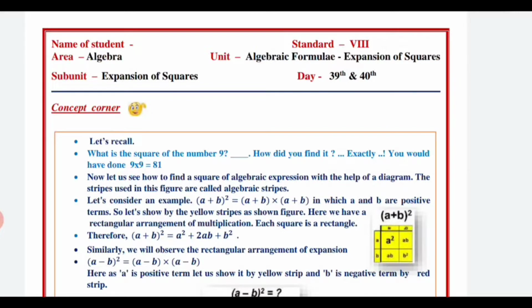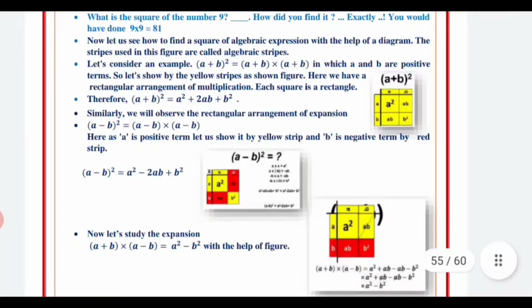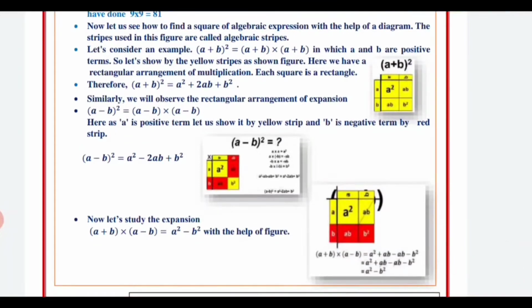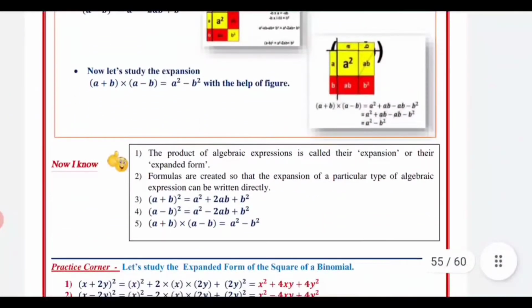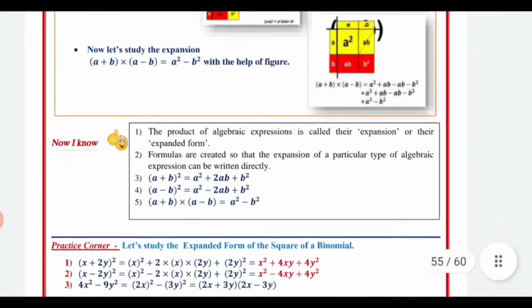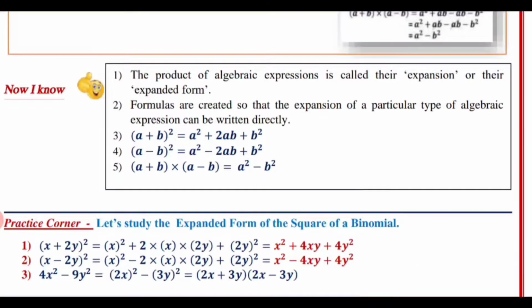So in concept corner, let us recall. You have to read all these points very carefully, and then you all can get these formulae which we have used to solve the sums based on expansion of square of binomial. Binomial means the expression which has two terms. Which formulae did we learn last year in our 7th standard? See this formulae. Let us see which points are given over here.